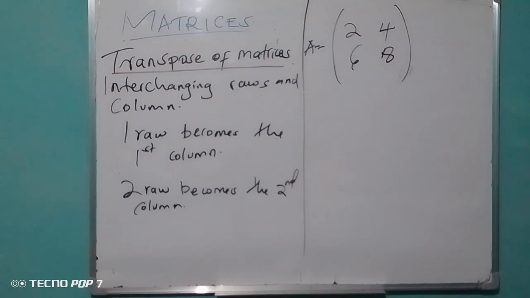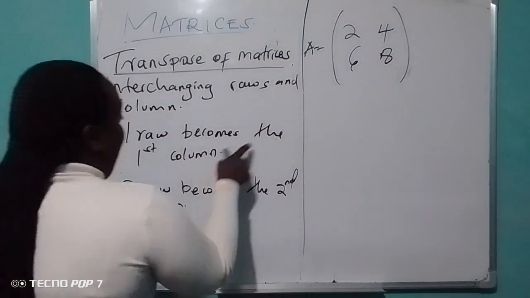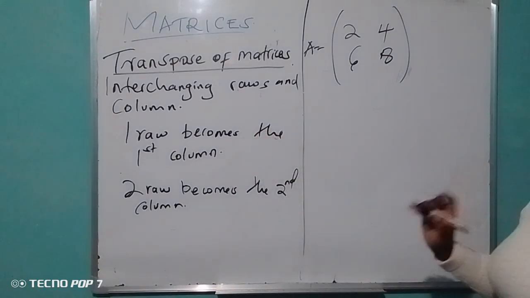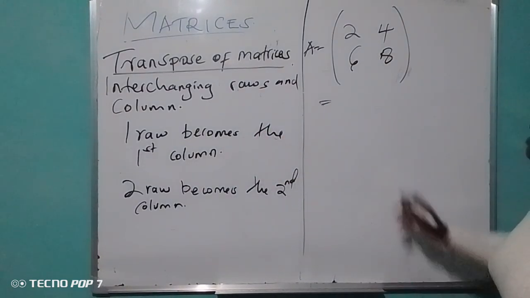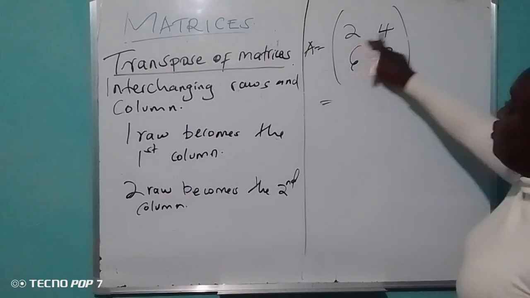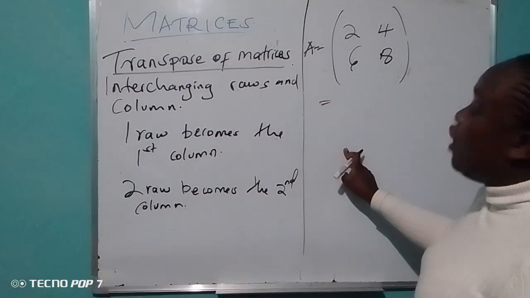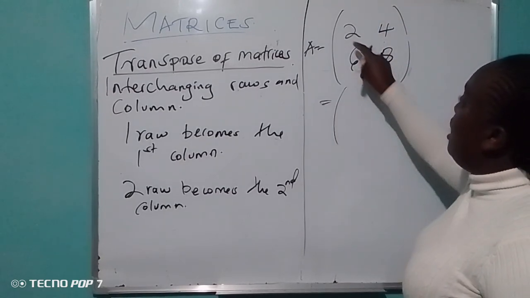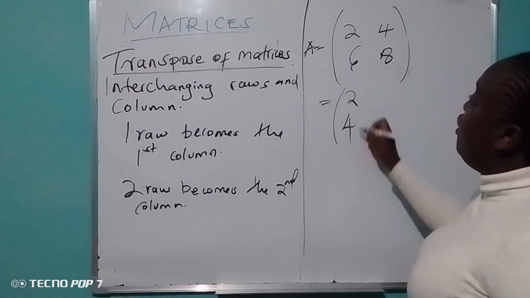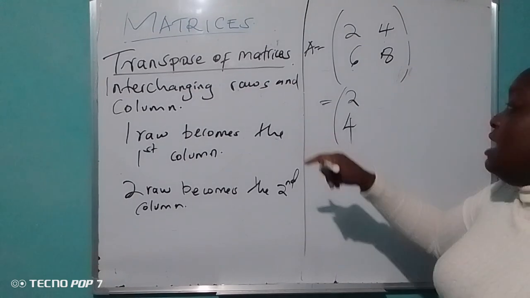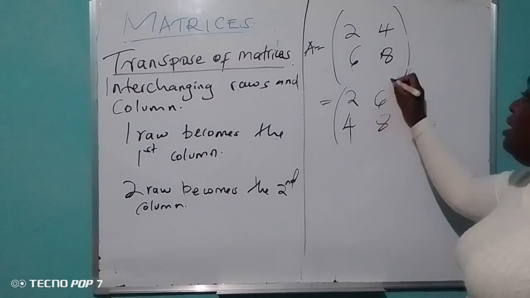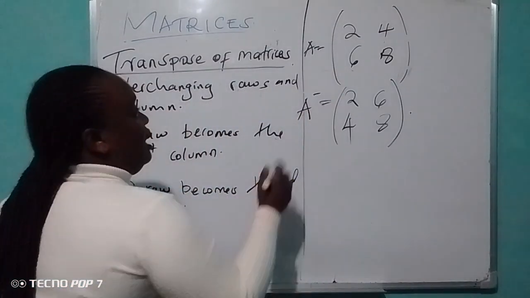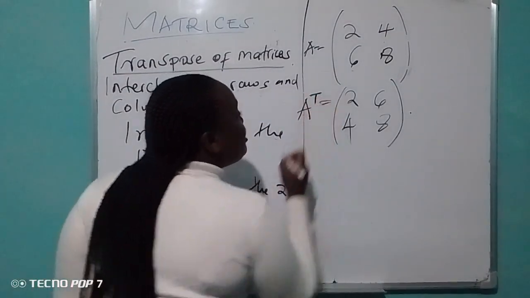Okay. So, nasema the first row becomes the first column. So, in this case, first row ni hii. Hii ndio first row. Inakuwa column. So, the first row 2 na 4. Then, the second row becomes the second column. So, 6 and 8. Simple. So, this is transpose of A.